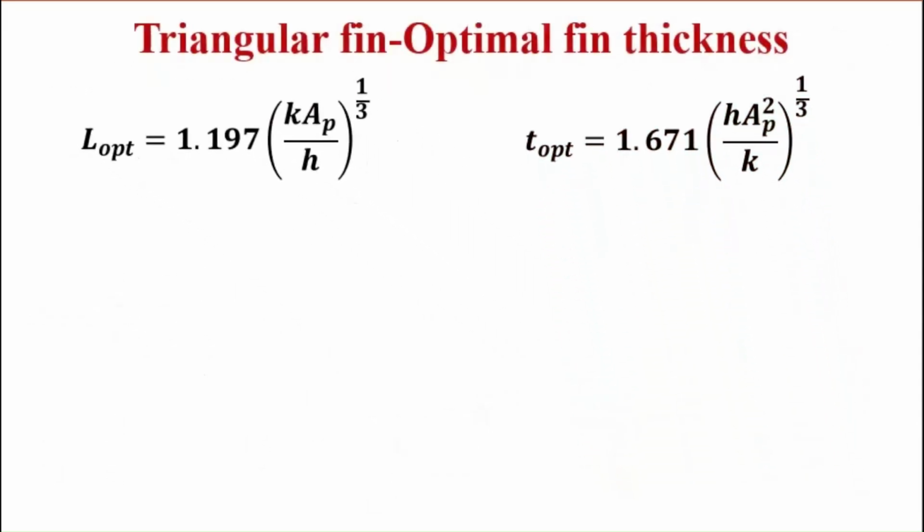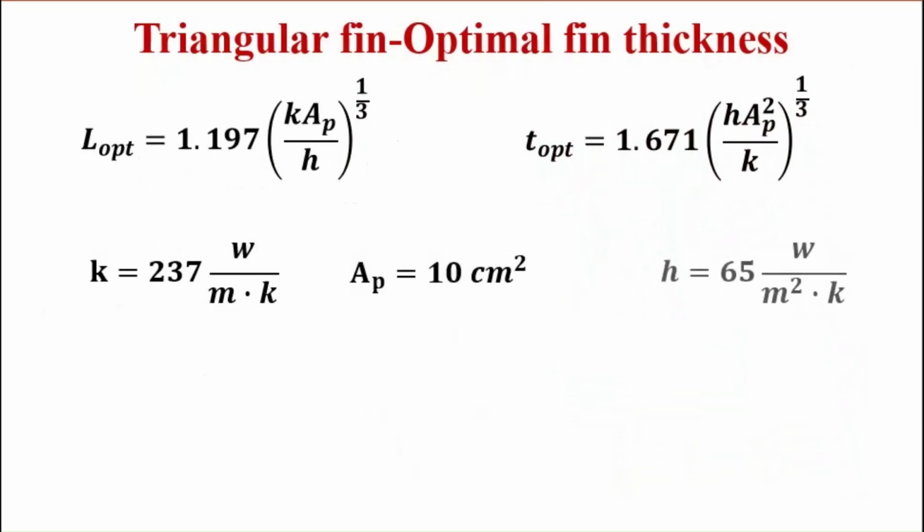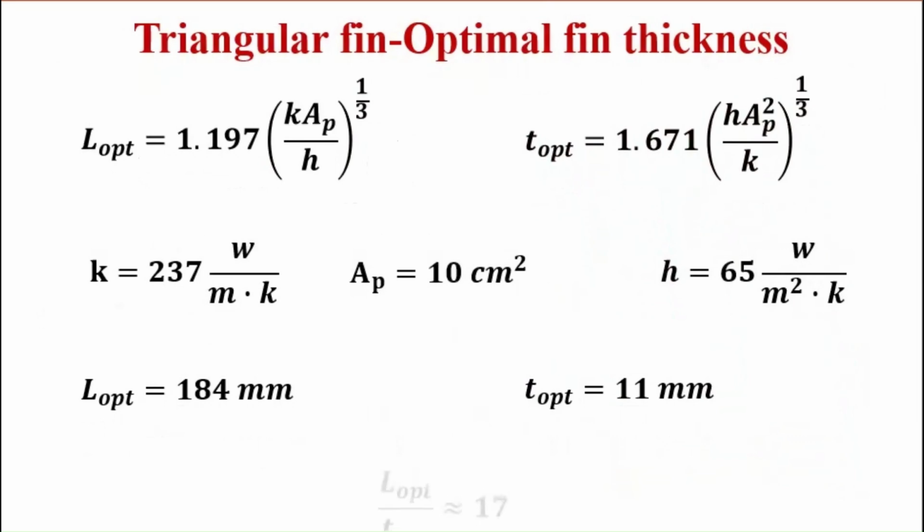For example, consider an aluminum fin with a base area of 10 square centimeters exposed to cooling air. By substituting the known parameters into the optimization relations, the optimal fin thickness can be determined. In this case, the fin length is found to be much greater than its thickness, confirming that the one-dimensional heat transfer assumption used in the modeling is valid.